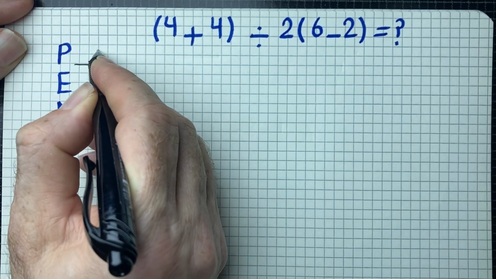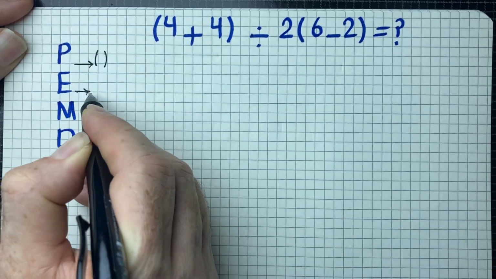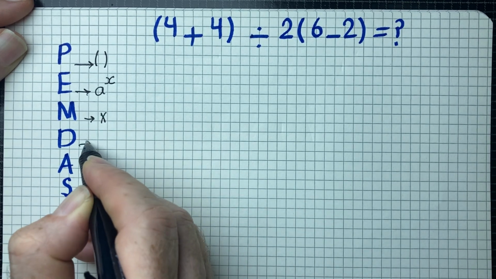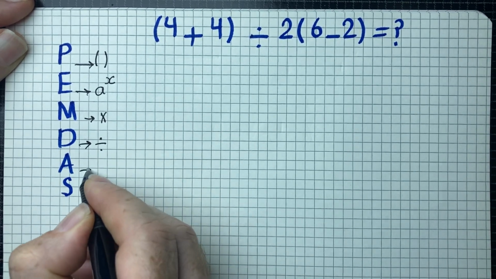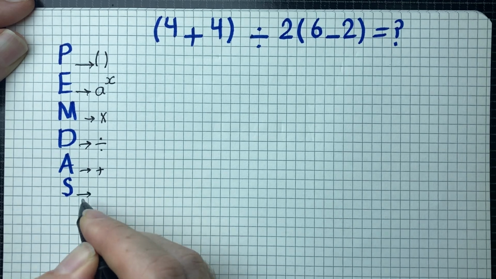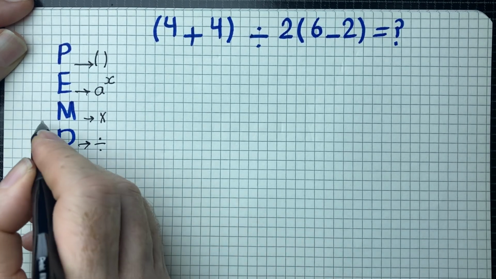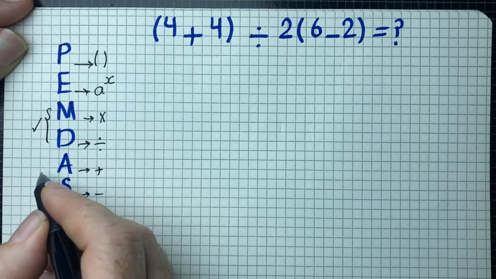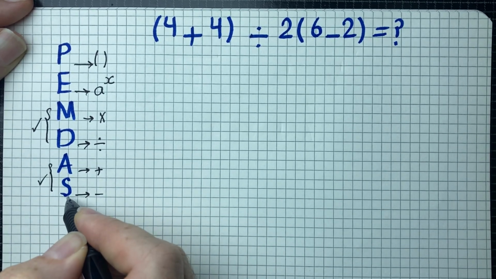P stands for parentheses, E stands for exponent, M multiplication, D division, A addition, and lastly S is subtraction. Remember, multiplication and division share the same level, and so do addition and subtraction.